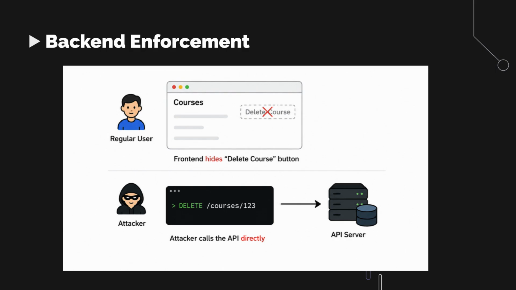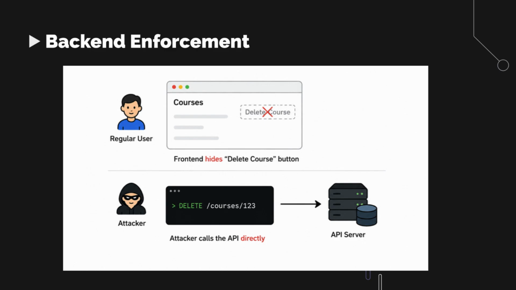But there is a problem. Attackers do not need your front end. They can use tools like Postman, curl, or Burp Suite to send requests directly to your API. If the backend does not verify permissions, the attacker can simply call the delete endpoint and perform actions they should never be allowed to perform.